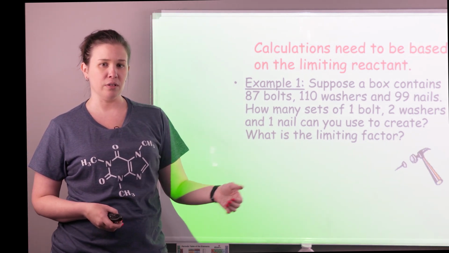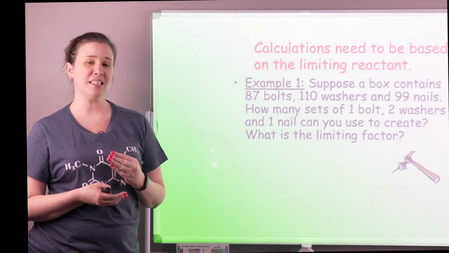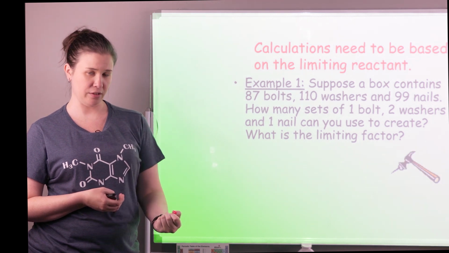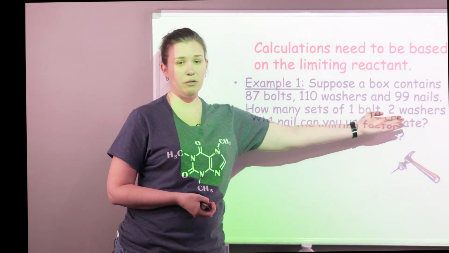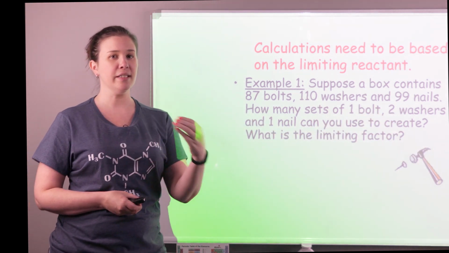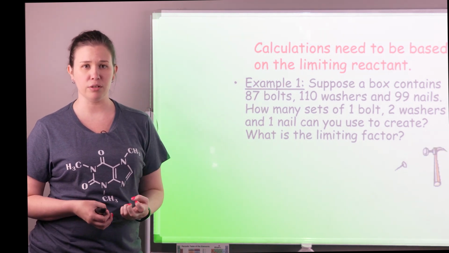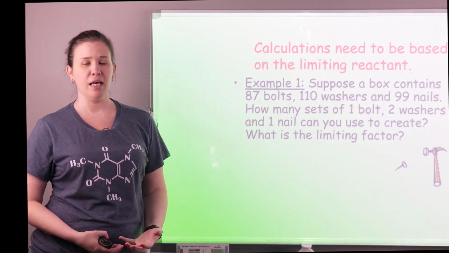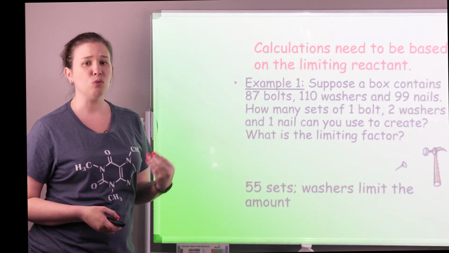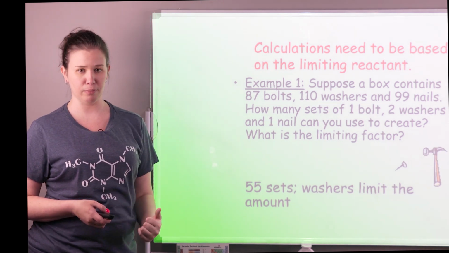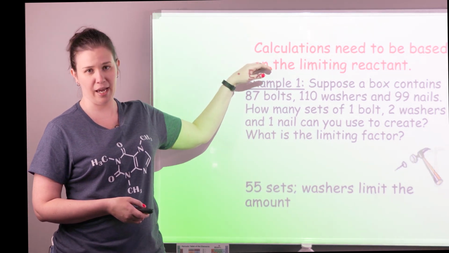Out of those 3 options, making 87 kits, 55 kits, or 99 kits, you're going to choose the least number, which would be the 55 kits. I can only make 55 kits because then I will have run out of washers. I cannot make a 56th kit, forget an 87th kit or a 99th kit. I'm out of washers. I have no more reactants to give. And so the most product I could make is the 55 kits. And that's because the washers limit me from being able to make more. That would make the washers, theoretically, the limiting reactant.